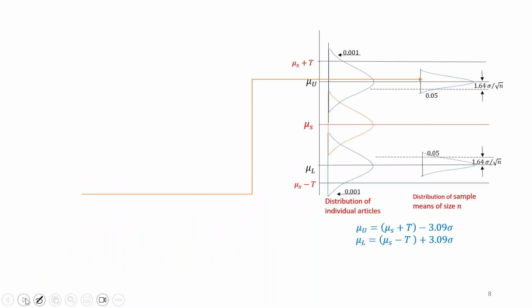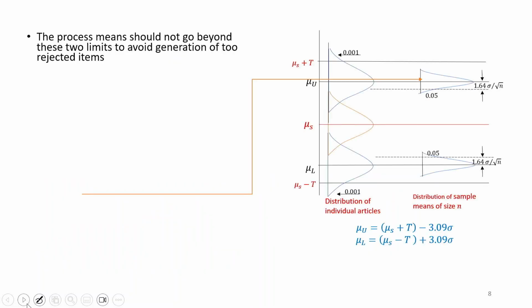Now we go to the next. Again the same curve, and we start from the beginning, that is, the process mean should not go beyond these two limits to avoid generation of too many rejected items. So that is the maximum allowable drift of the process mean. Here also the same process is being shown, but now there should be a high probability to take action whenever it goes beyond this limit. That is okay. High probability should be there.